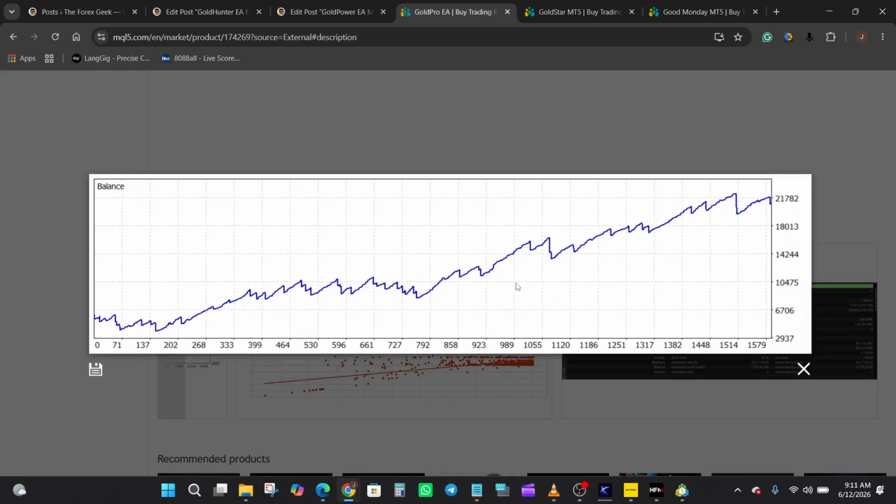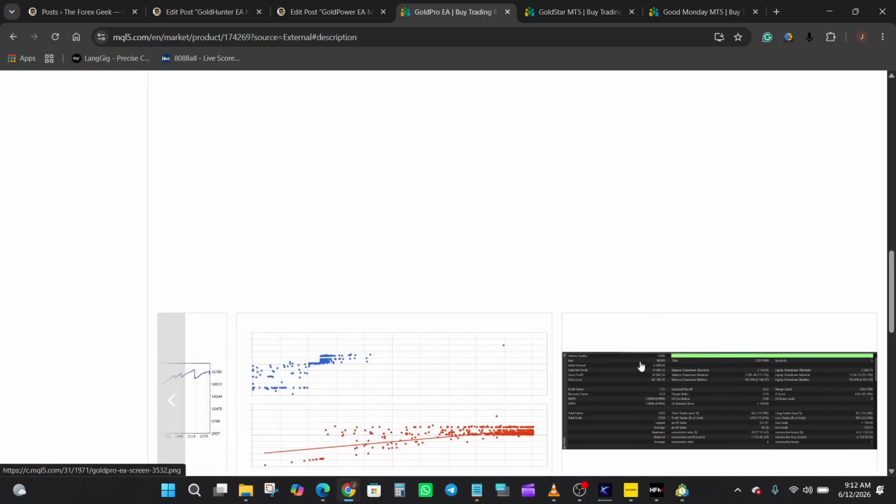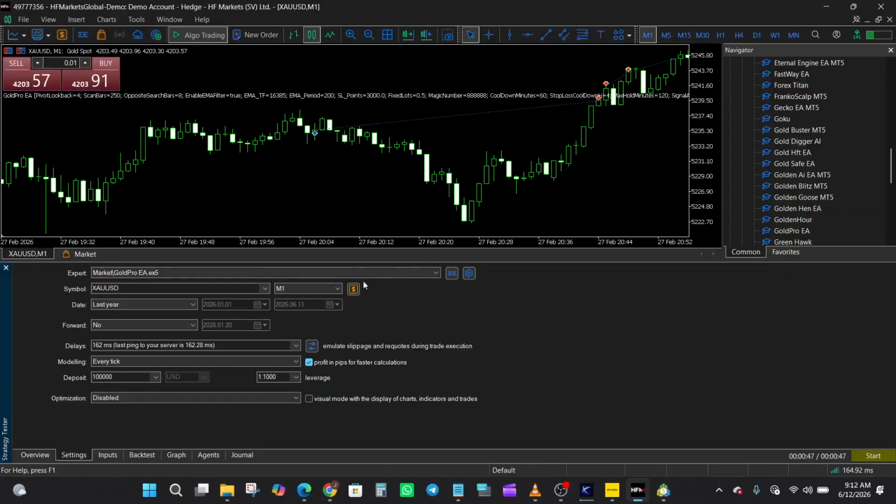So the balance curve looks quite interesting. There seems to be a steady growth, with some level of drawdowns along the way. And we can see from this provided report, from an initial deposit of $6,000, total net profit was 14,940.33. Total trades taken were 1,620, and 1,255 were profitable, giving us a 77.47% win rate. All right, let's just quickly head over to our strategy tester so that we can also see how this EA performs.